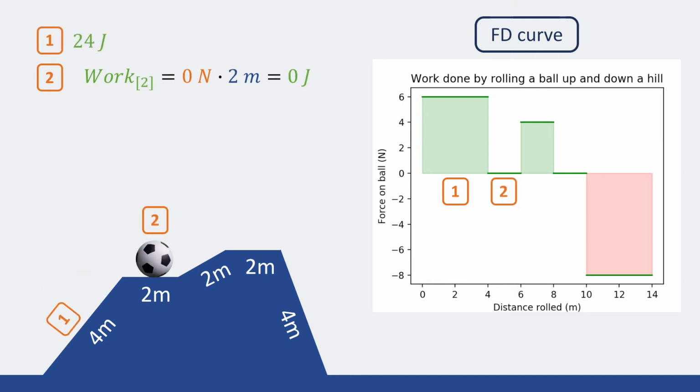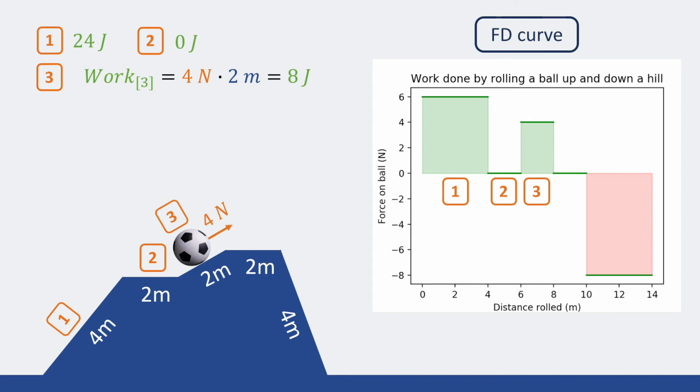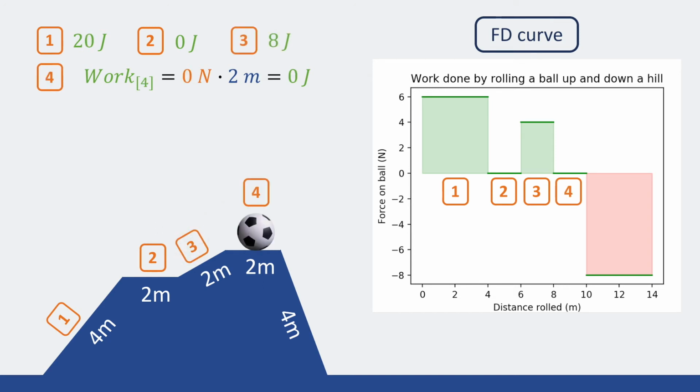The second stage, we have a distance of 2 meters, but the force applied is 0 joules because we're not doing any work against gravity. So the total work done will be 0 joules. Third stage, we have a force applied of 4 newtons times 2 meters, which gives us 8 joules. And the last stage, same as before, we have a force applied of 0, so the work done to the ball at this stage is 0 joules.